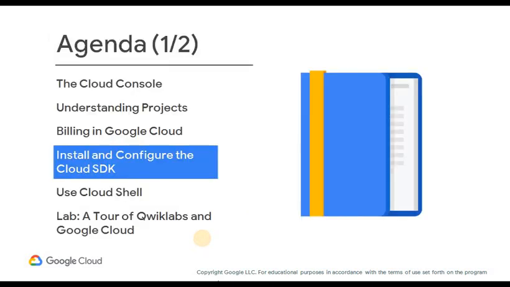Next is the Cloud Software Development Kit. The SDK enables a user to run Google Cloud command line tools from a local desktop. Installing and configuring the Cloud SDK is our next topic. We will discuss it in the next video.